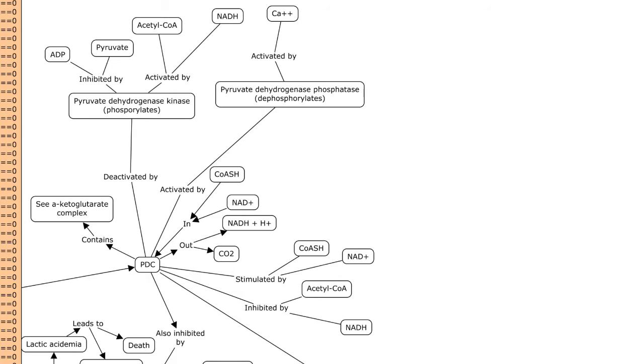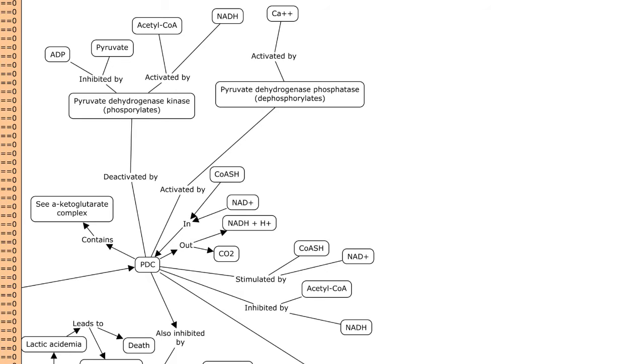Now, if we want to activate the PDC, we dephosphorylate it with an enzyme called pyruvate dehydrogenase phosphatase. That's activated by an excess of calcium. The PDC is stimulated by CoASH and NAD+, which are substrates; you can see here, they're going in. And it's inhibited by acetyl-CoA and NADH; you can see those are products. Down there, it makes acetyl-CoA. It's also going to pump off a CO2, and then it's going to reduce the NAD+ to NADH and H+, and all these NADHs we're making, we're going to talk about later on.